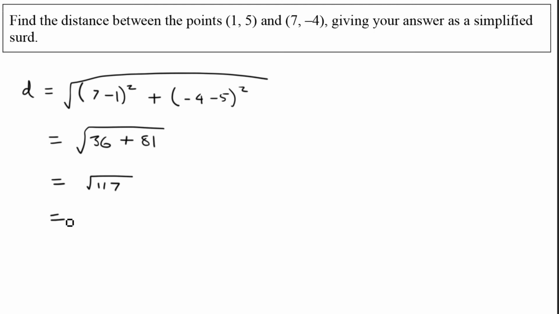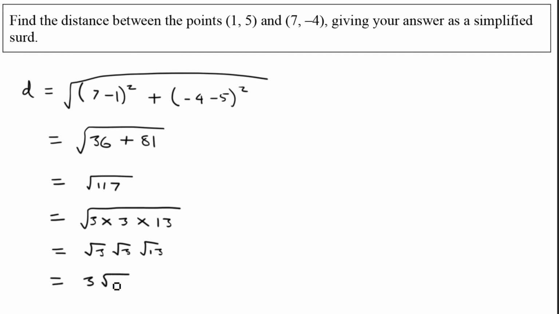Well, 117 is not a prime number. In fact, 117 is 3 times 3 times 13. And using our normal rules of surds, that's the square root of 3 times the square root of 3 times the square root of 13, and root 3 times root 3 is 3, so a final answer as a simplified surd is 3 root 13.